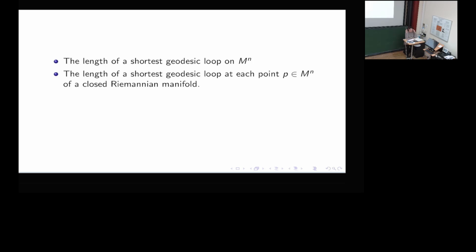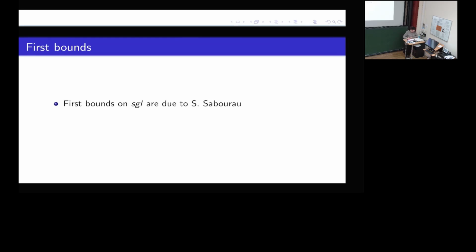Are you asking? I'm asking you. Because it might not be smooth. Yeah, it doesn't have to be. So for example, here, the shortest geodesic loop is this, and it's not a geodesic. It's part of the figure 8, which is a geodesic. So we can ask to bound the length of the shortest geodesic loop at each point.